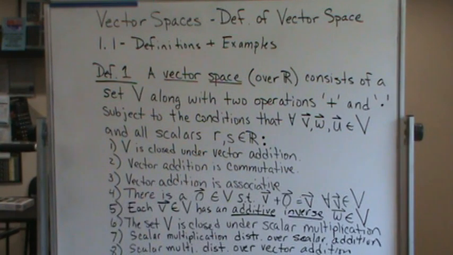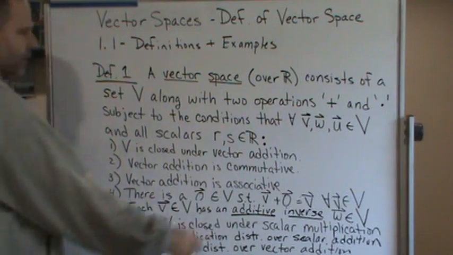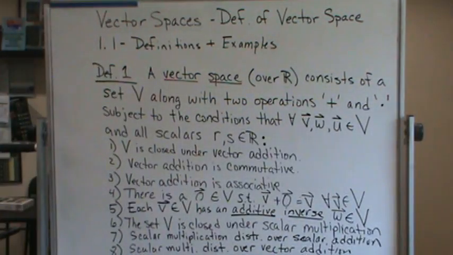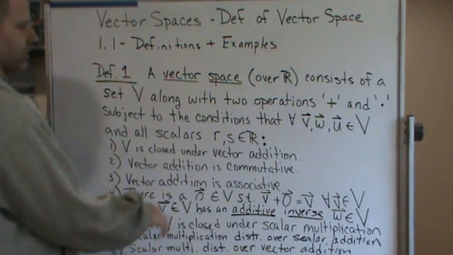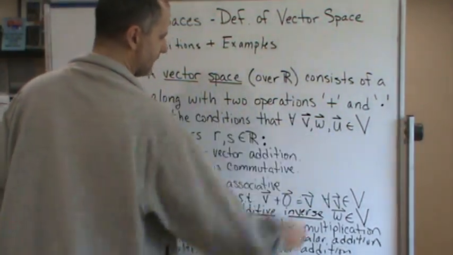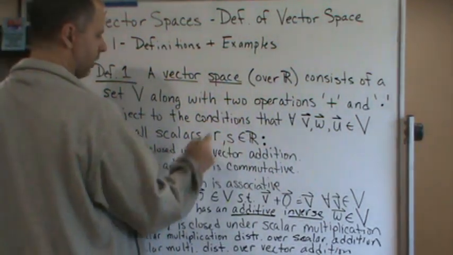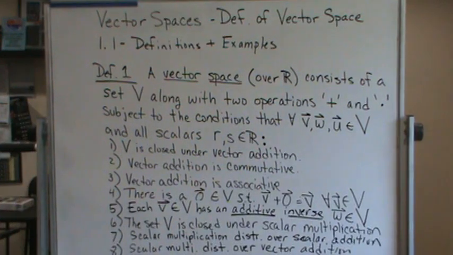Okay, so we have a set V along with two operations, plus and dot, so addition and multiplication, subject to the conditions that all of these vectors, V, W, and U, that are in the set V, and all scalars, R and S, that are in the reals, follow. So all of these conditions must hold. Now there are 10 conditions altogether. I'll have to write those out separately. But here are the conditions.